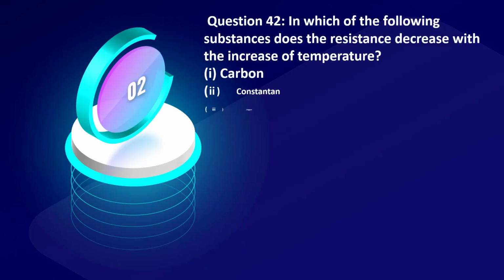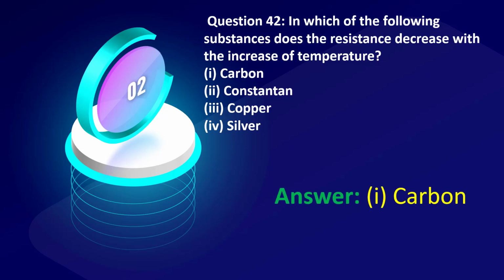Question 42. In which of the following substances does the resistance decrease with the increase of temperature? 1. Carbon. 2. Constantan. 3. Copper. 4. Silver. Answer: 1. Carbon.